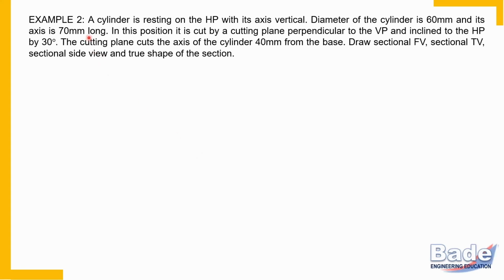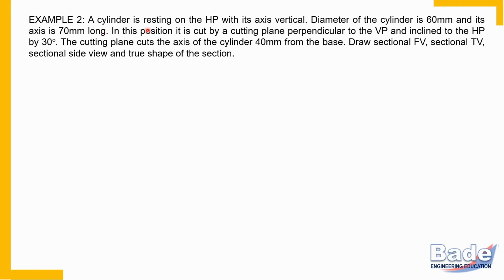Now let's read this problem. A cylinder is resting on HP with its axis vertical. Diameter of the cylinder is 60 mm and its axis is 70 mm long. In this position, it is cut by a cutting plane perpendicular to the VP and inclined to HP by 30 degrees. The cutting line cuts the axis of the cylinder 40 mm from the base. Draw sectional front view, sectional top view, sectional side view, and true shape of the section.